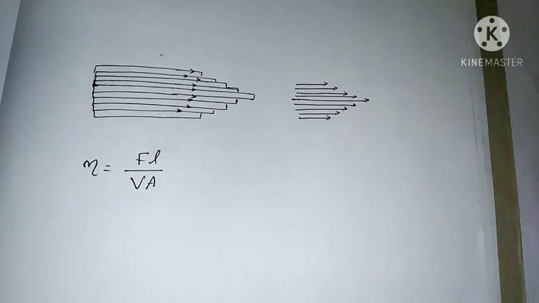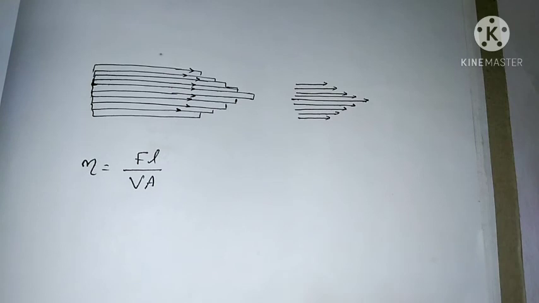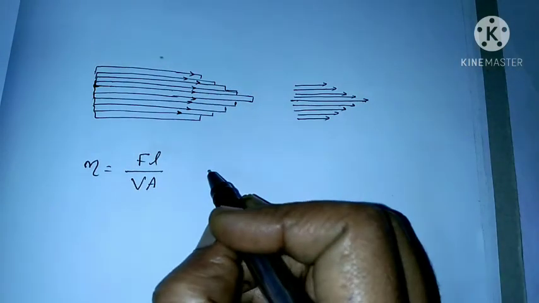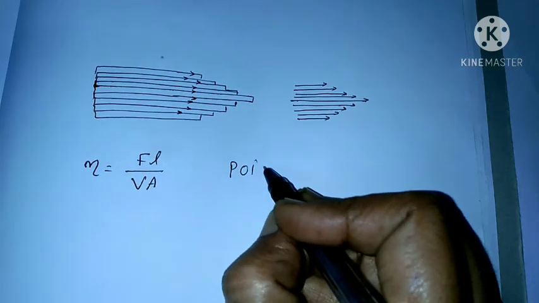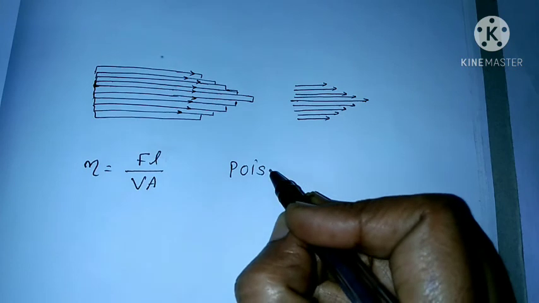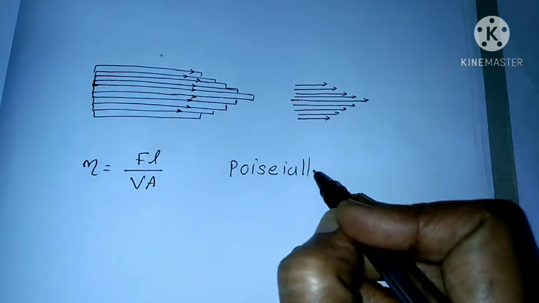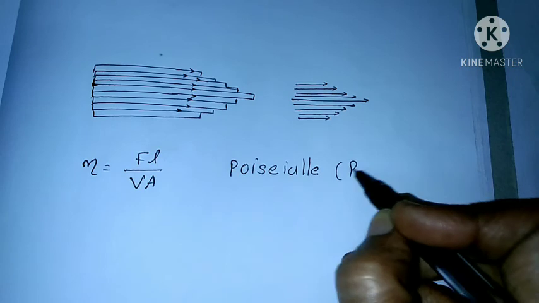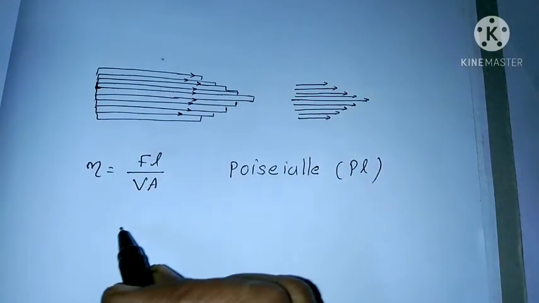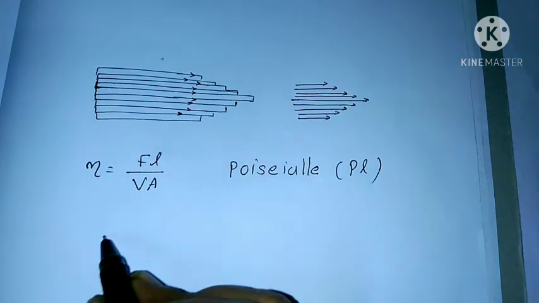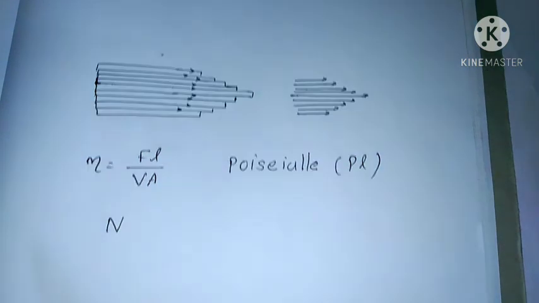Then what is the unit of this coefficient of viscosity? It is noted as Poiseuille, represented by PL, capital letter P and small letter L. We can write some other units using this formula. What is the unit of force? That is the Newton. And what is the unit of length L?